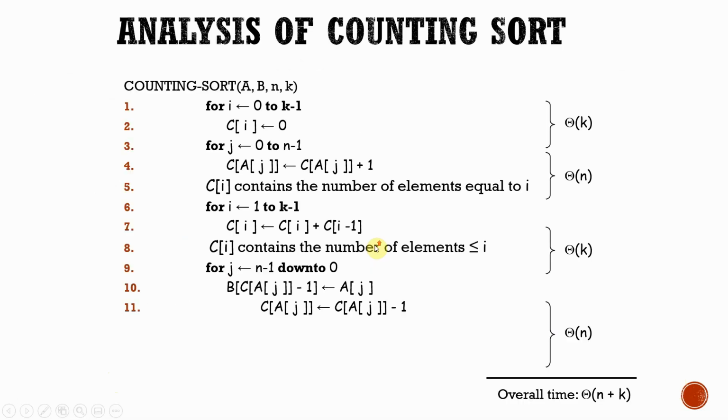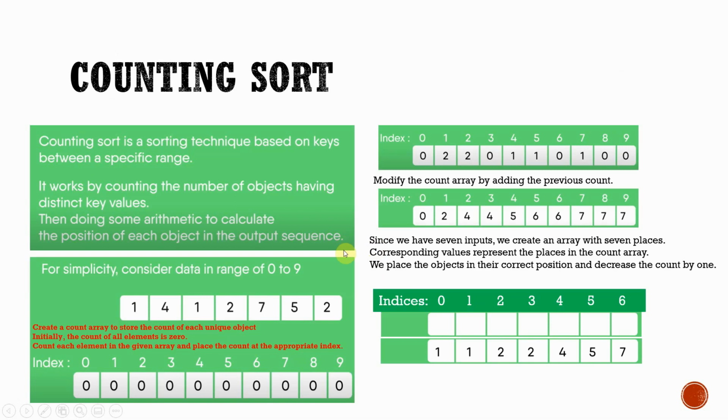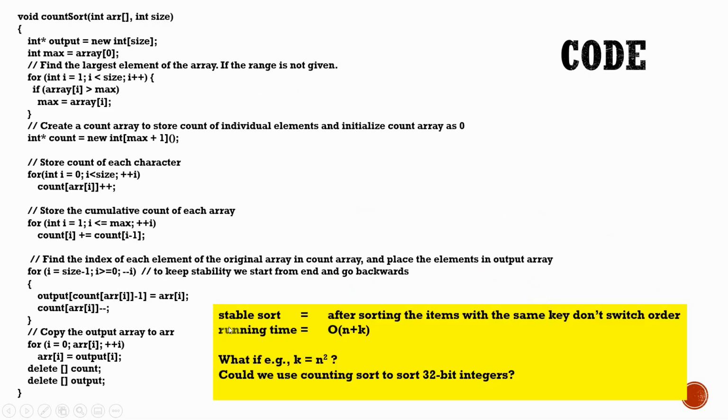You saw that we are using extra arrays to do the sort. One of these arrays is the order of k, which is here 9. The other one is the order of n. So its auxiliary memory space is also going to be in the order of n plus k. This method works if k is a small number compared to n.